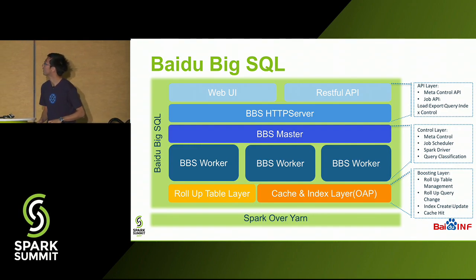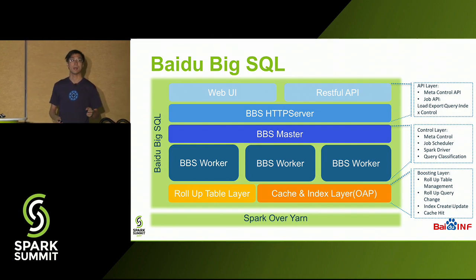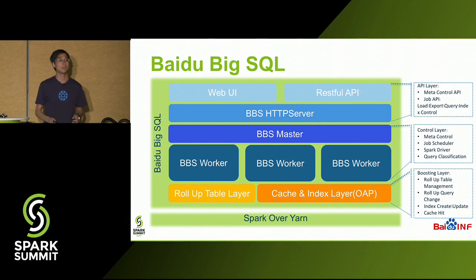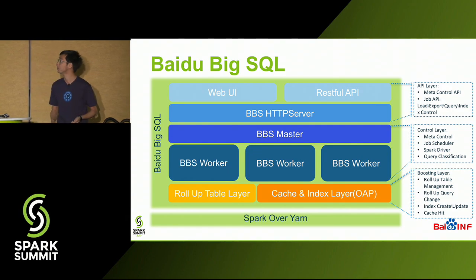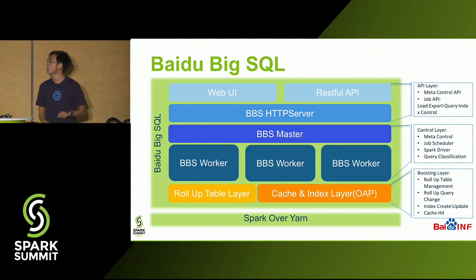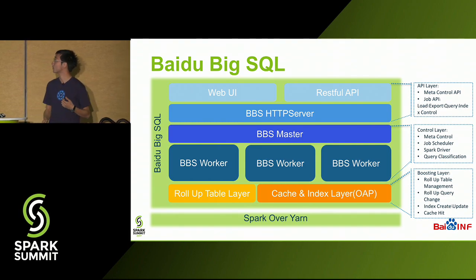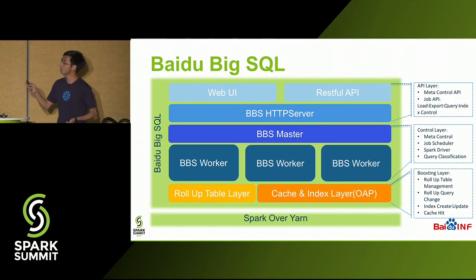And also the index control. Index control is mainly responsible for the OAP index creation and job. In the control layer, Big Circle Master is responsible for the meta control, like some safety and also some job scheduling. And the worker is a customized Spark driver. And we have many Spark drivers in our cluster.